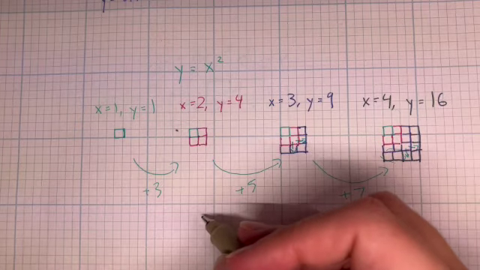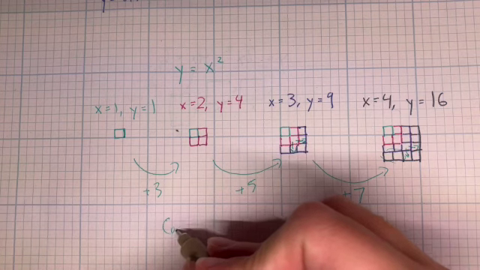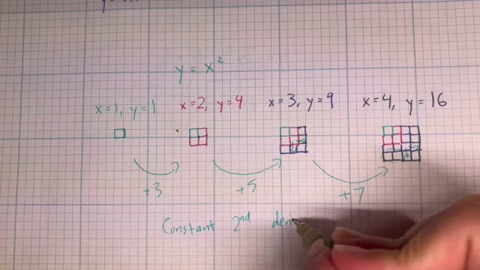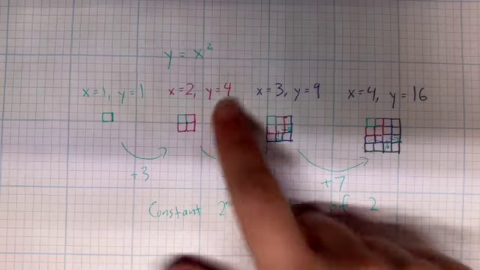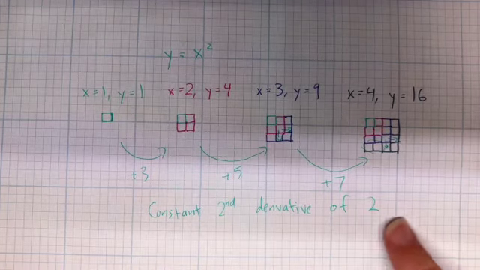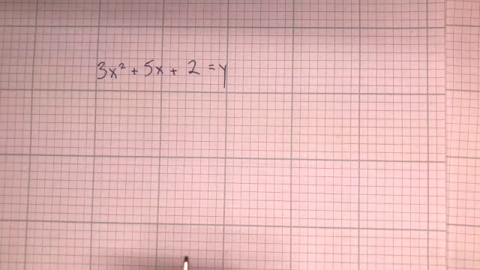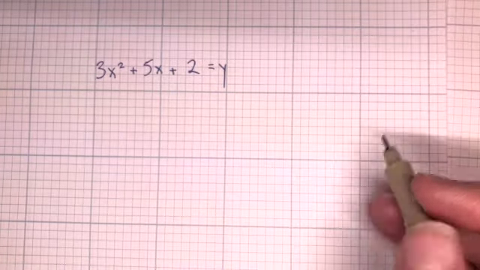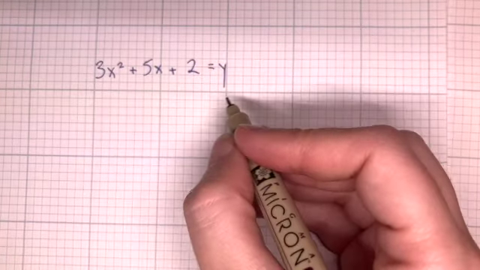And so that's kind of a visual proof that y equals x squared has a constant second derivative of 2. Now that we've proved that y equals x squared has a constant second derivative, let's try to prove it for all quadratics. So the key here is to realize that just like I could write x squared equals y as a series of shapes, I can actually represent any quadratic equation as a series of shapes.